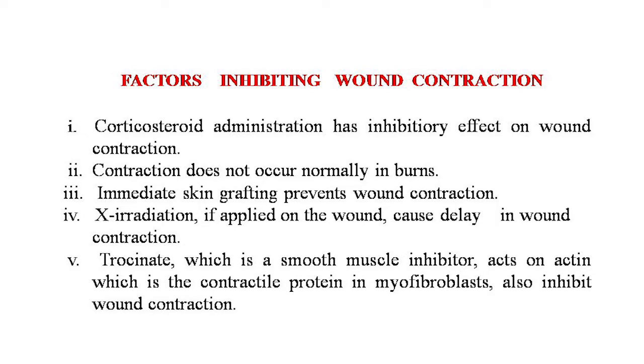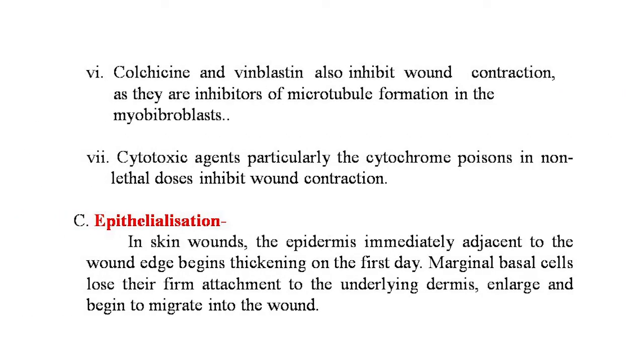The next factor inhibiting wound contraction is the smooth muscle inhibitor, which acts on actin, the contractile protein of the myofibroblast, and also inhibits wound contraction. Next, colchicine or vinblastine also inhibit wound contraction, as they are inhibitors of microtubule formation in the myofibroblast. Next are cytotoxic agents, particularly the cytochrome poisons, which in non-lethal doses inhibit wound contraction.